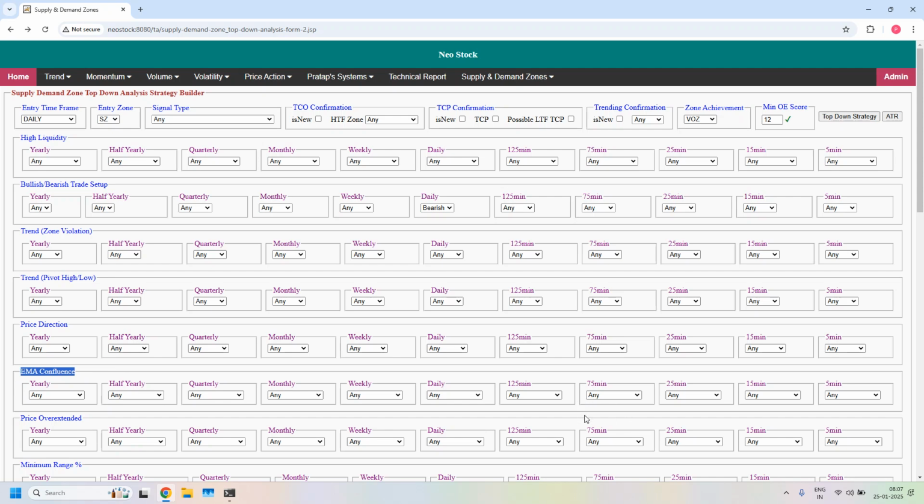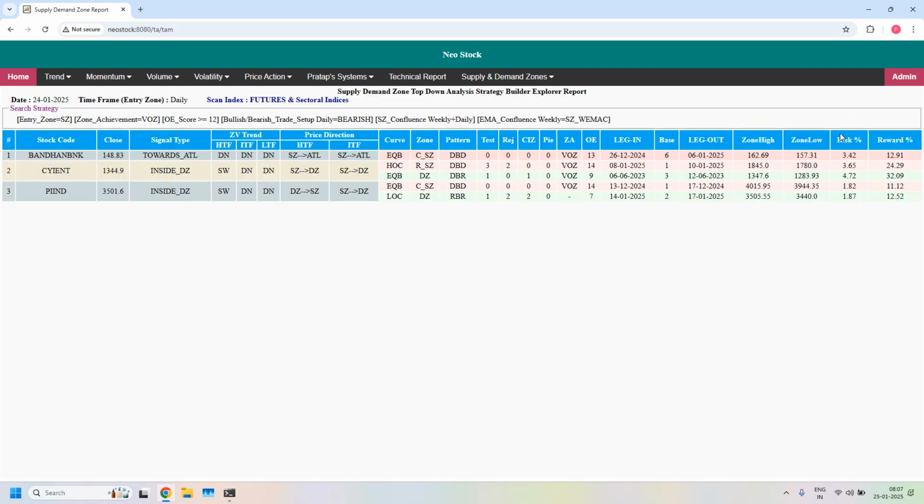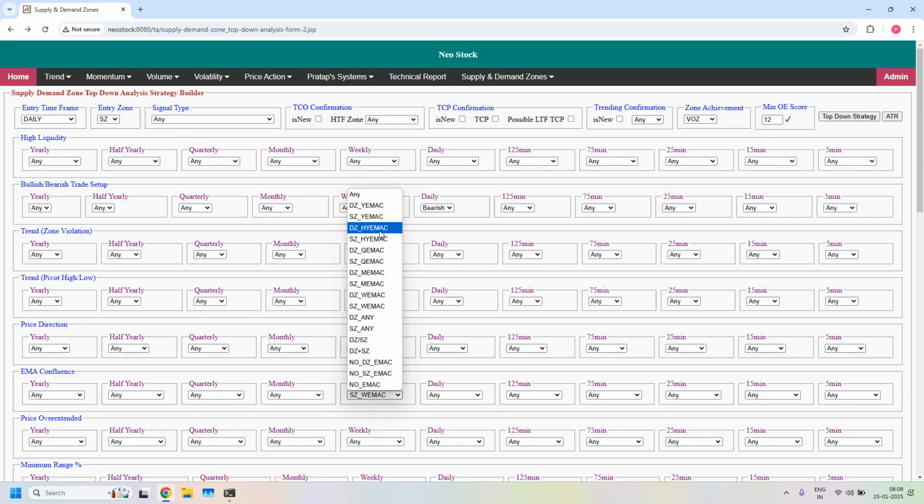That is a weekly time frame, having weekly supply zone having weekly EMA confluence. With this filter, we got all the 3 stocks. So all 3 are high probability trade setup supported zones. Let us verify LTF, ITF, HTF zone confluence, removing EMA filter.